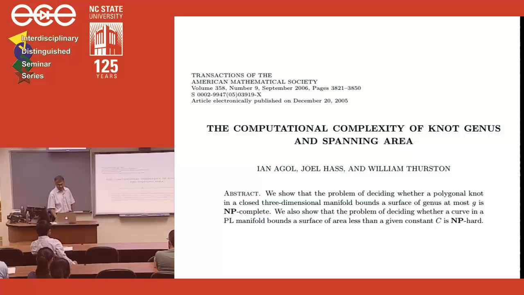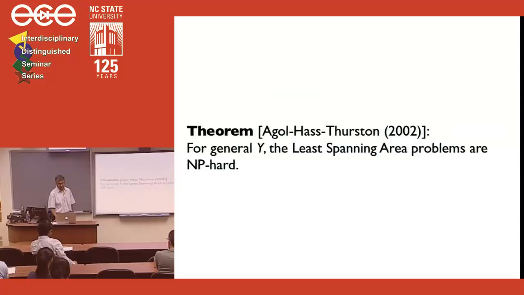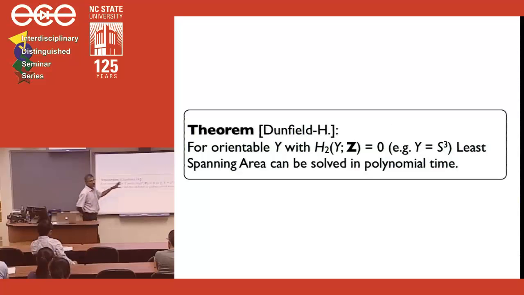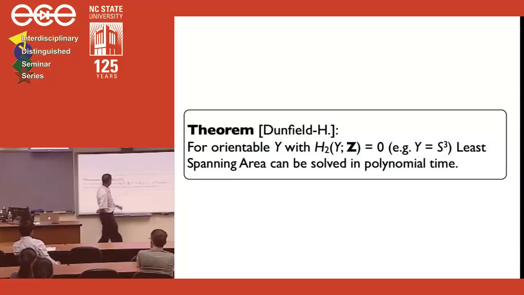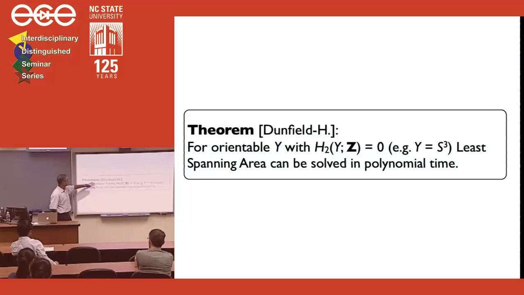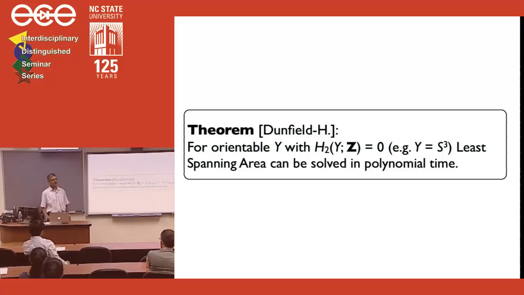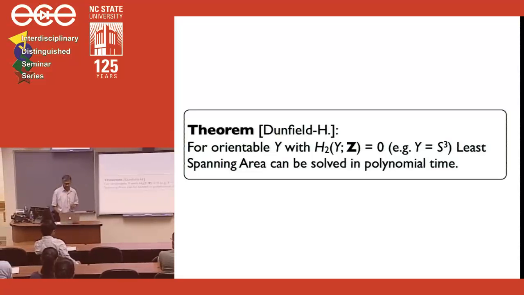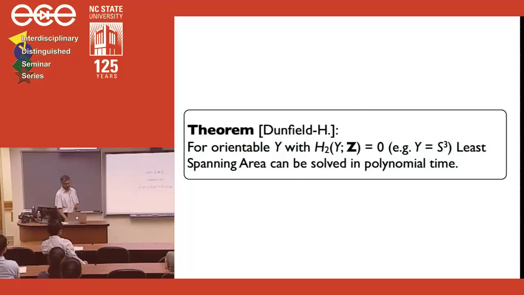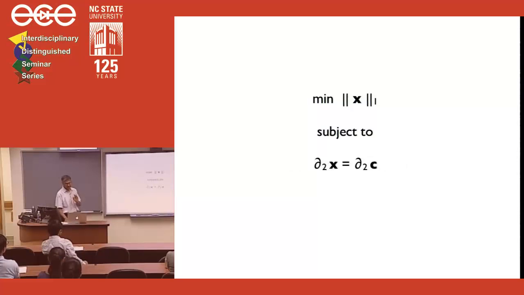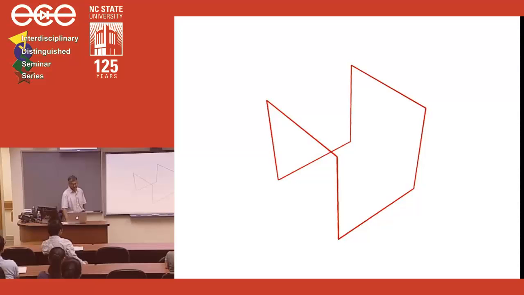But we showed that if you are in, let's say, R3 or S3, so if you have trivial second homology, and you have an orientable manifold, then you can solve this in polynomial time. Part of it was easy, part of it was some desingularization argument that Nathan is good at, but I'll skip the simple part of the proof and not at all show you the hard part, but instead I'll just show you.